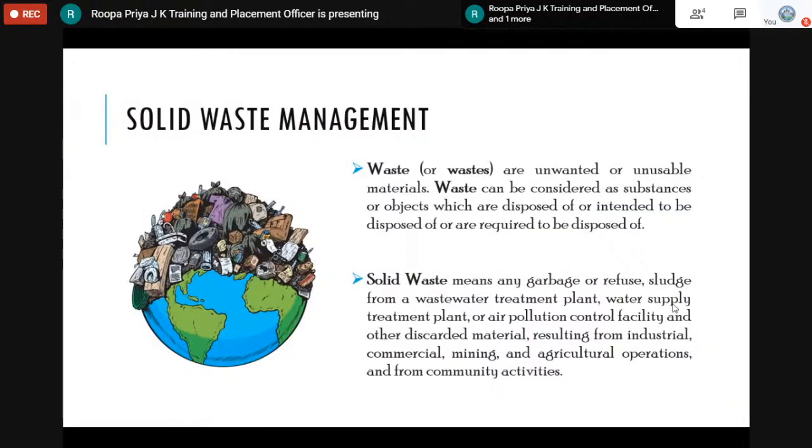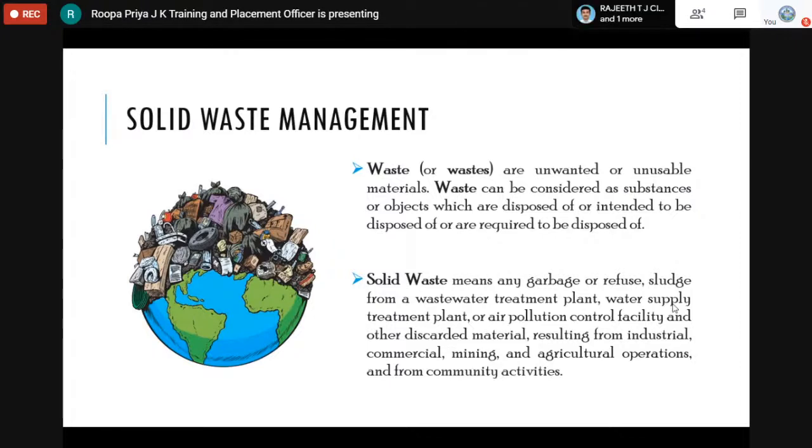To understand solid waste management better, I would like to share with you a simple definition of waste and solid waste. Waste or wastes are unwanted or unstable materials. It can be considered as substances or objects which are disposed of, or intended to be disposed of, or are required to be disposed of.